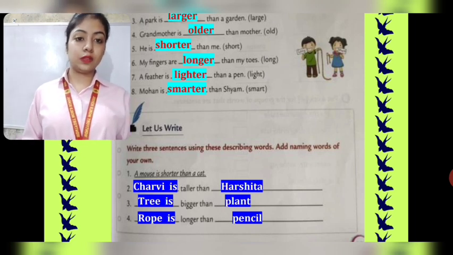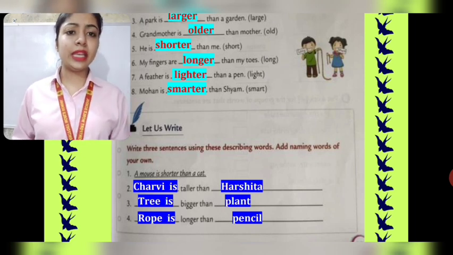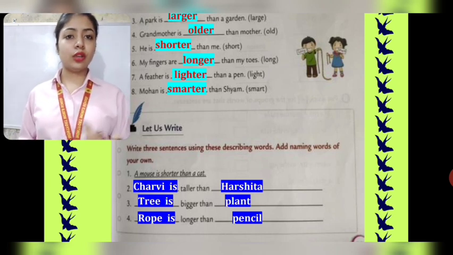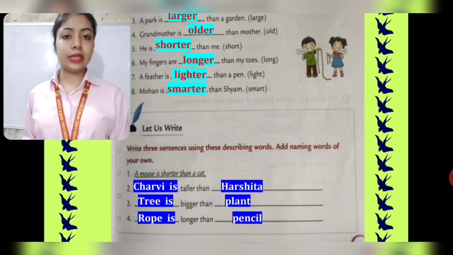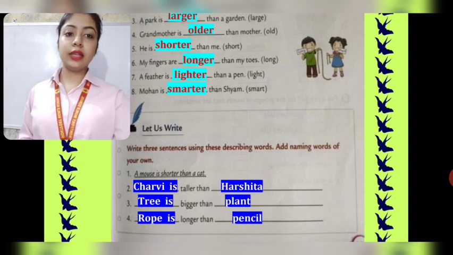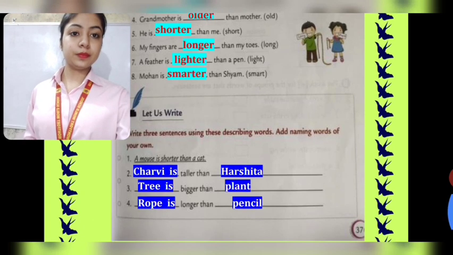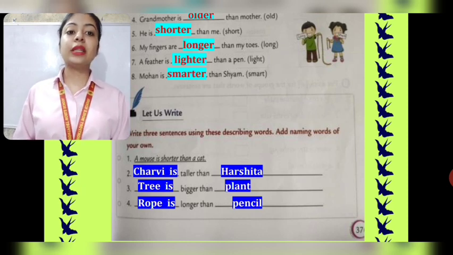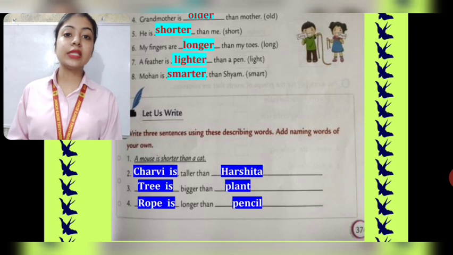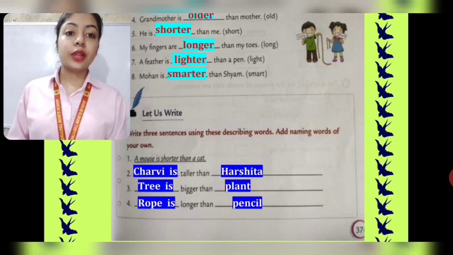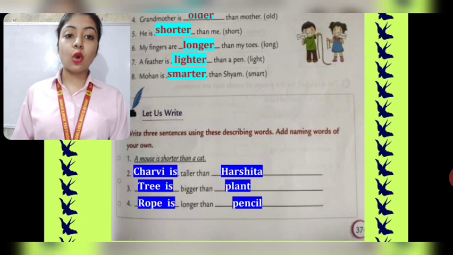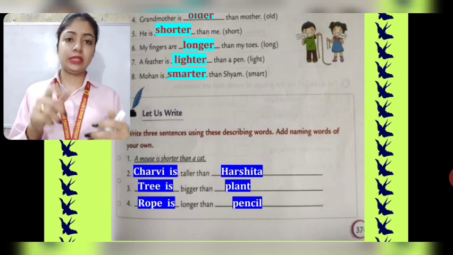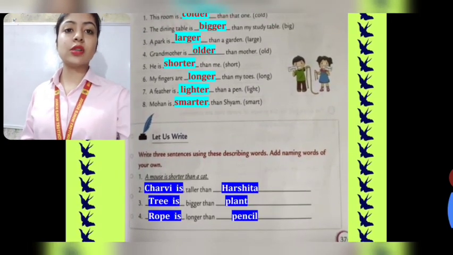Second, blank was there. Taller than a blank was there. Taller than. You can write any name. I have written Charvi is taller than Harshita. You can write your name also or your friend's name also. Dash is bigger than dash. I have written tree is bigger than plant because tree is always bigger than plant. Dash is longer than dash. Rope is longer than a pencil. So you can make your own sentences also, students.